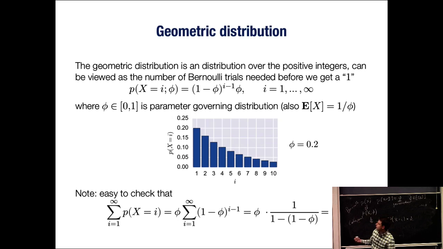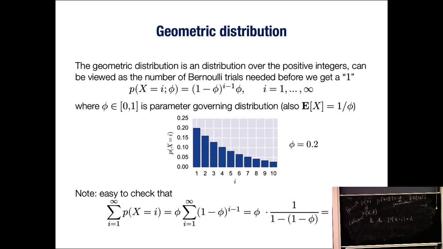So to get a 1 on the ith time requires that I get 0 the first i minus 1 times. So that's 1 minus phi to the i minus 1, then times phi for the ith one, where I get a 1 on my last try. And it's pretty easy to check that this also does in fact sum to 1.